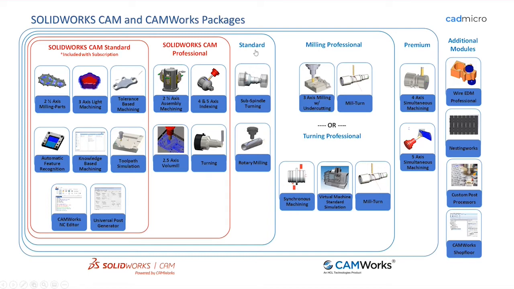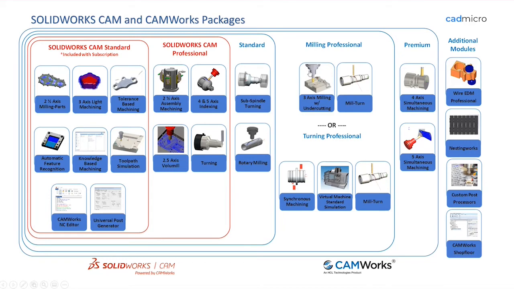Then we have standard inside of CAMWorks. So this is where we're getting into the CAMWorks modules. So that offers subspindle turning and rotary milling. The milling professional, and again, it kind of works backwards. So if I'm purchasing milling professional, I get all of this as well inside of it. So milling professional is where we get into more of the 3-axis toolpath.